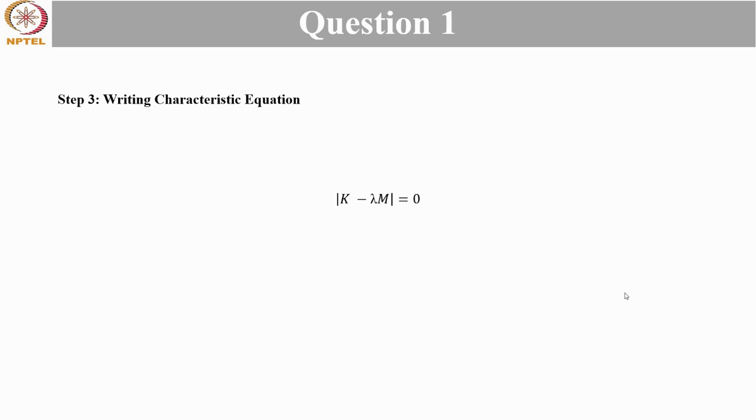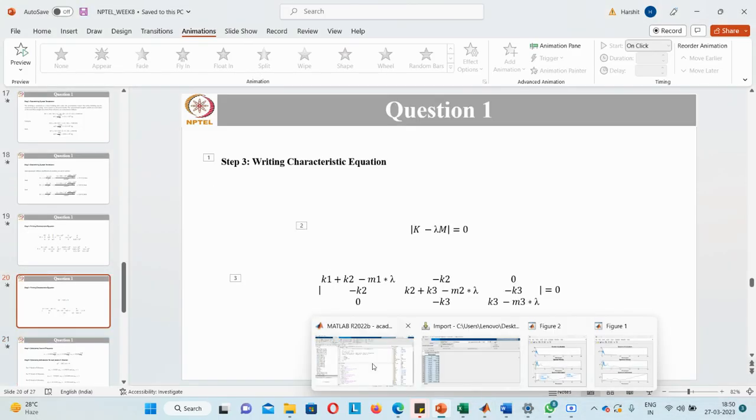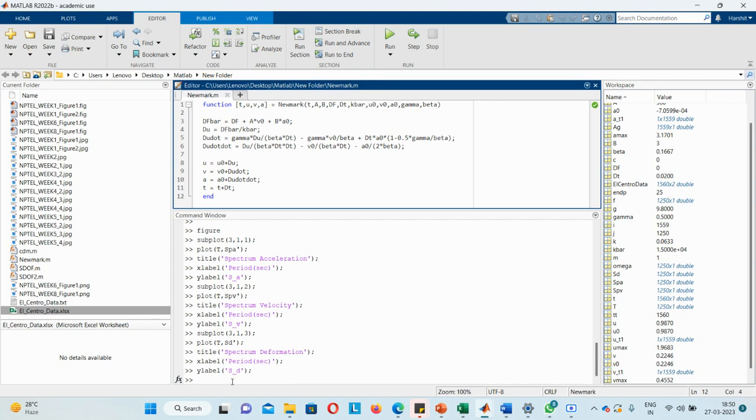K minus lambda M. Lambda is nothing but omega square. And thus this equation will be written like this. Now we will write the same equation in MATLAB and calculate the eigenvalue and eigenvector from the inbuilt MATLAB eig function. Okay, so let's move on to the code ahead.